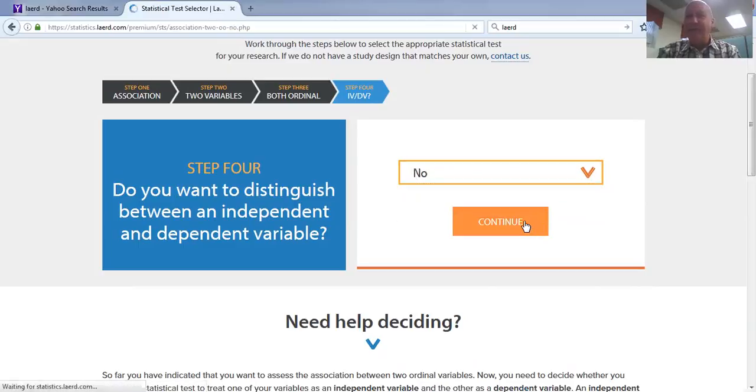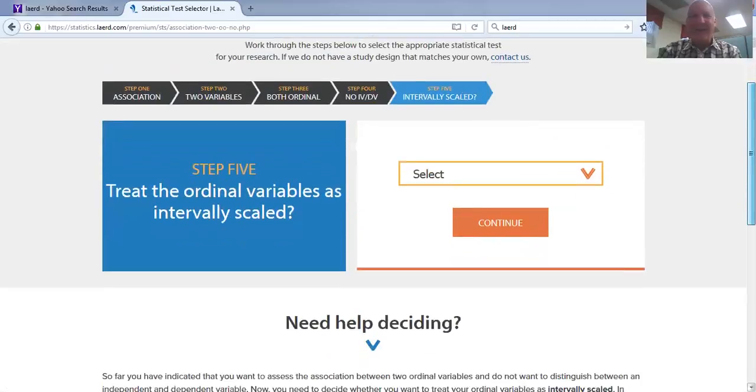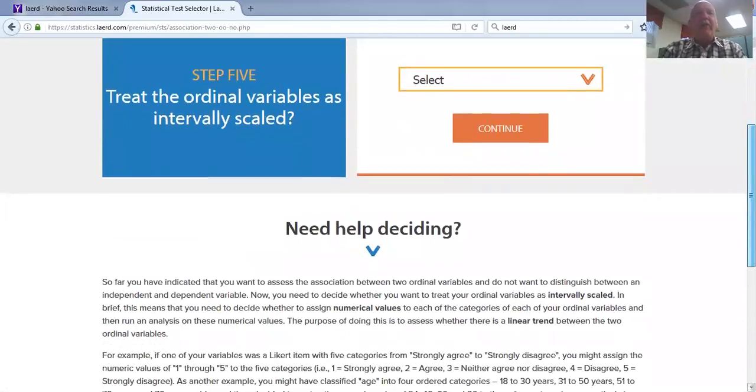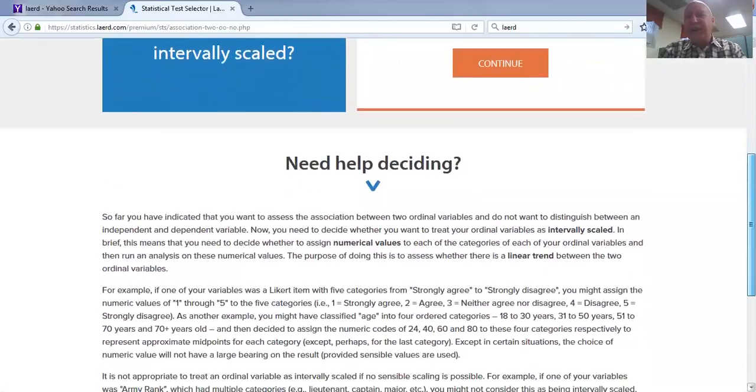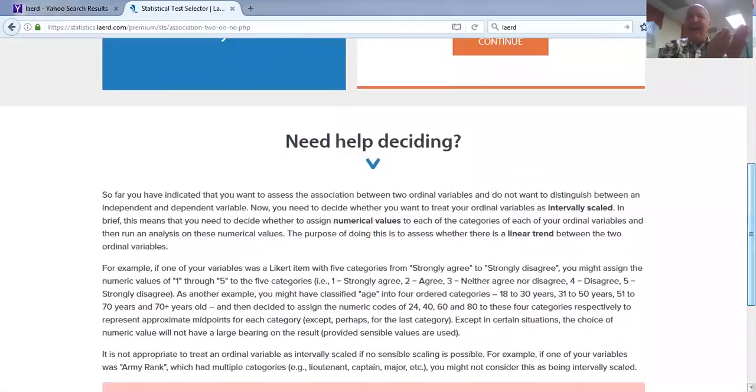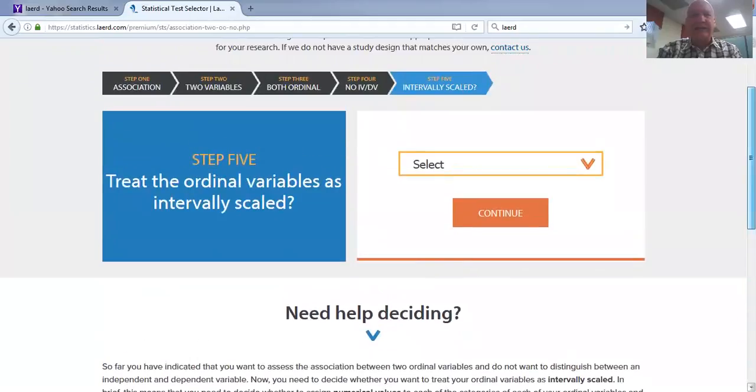And again, if we disagree, then that's fine. Make an argument and tell me why. Are they intervally scaled? Yeah, your levels of experience are 0 to 5, 5 to 10, so that's intervally scaled. And I think the experience is as well. So I said they're intervally scaled ordinal variables.